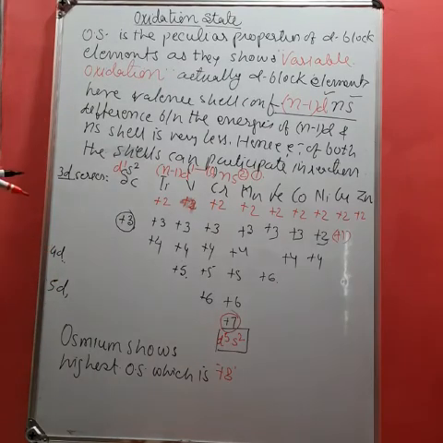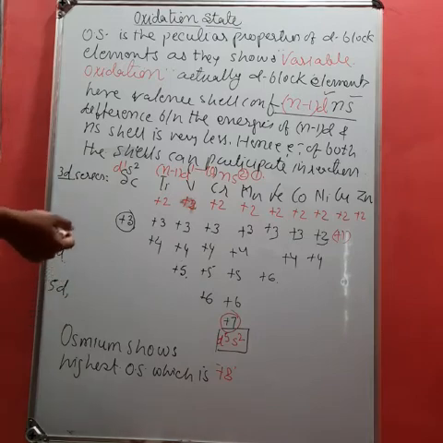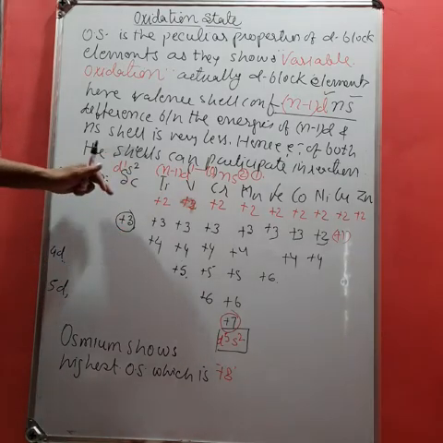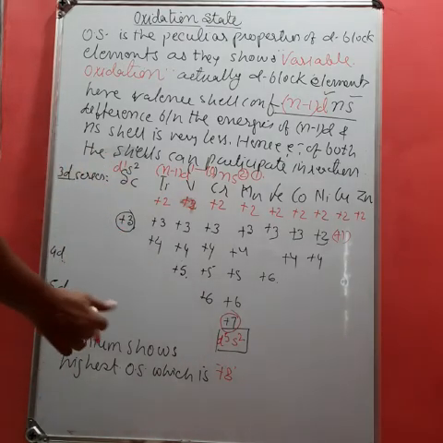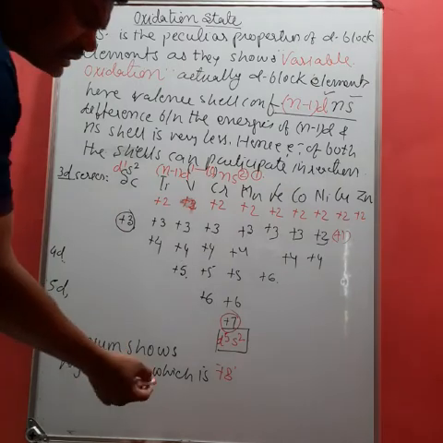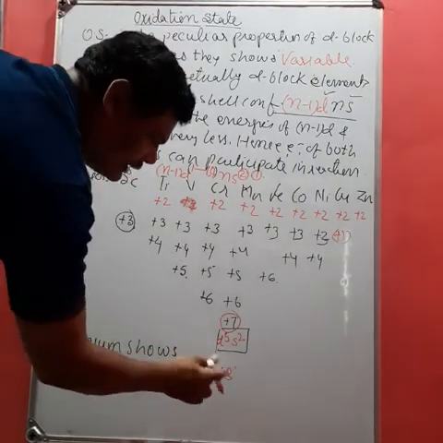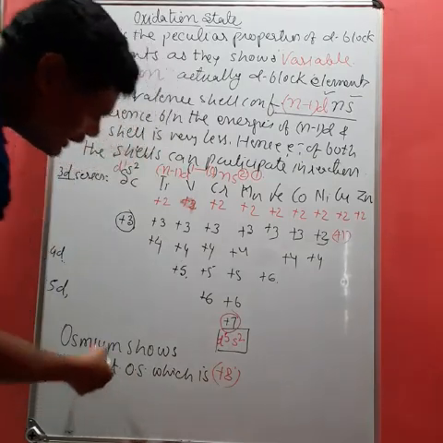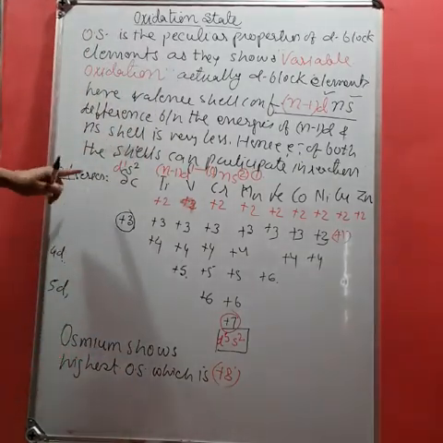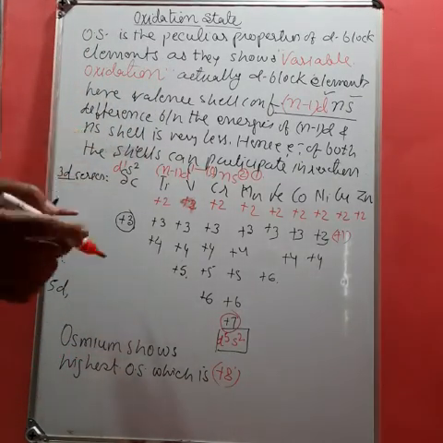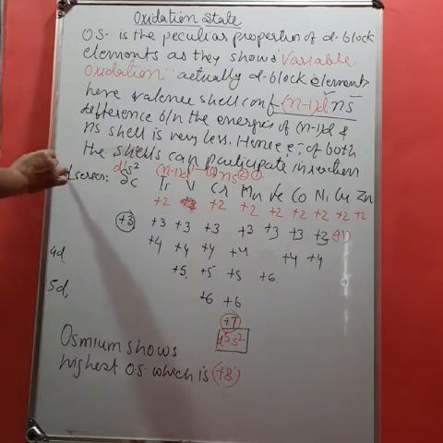Okay, so the learning points are: write the names of a few elements which show only one oxidation state, so you can say scandium. Write the name of the element which shows the highest oxidation state in the whole periodic table. This is +8 shown by osmium, but it is not in the 3d series. If you are asked in the 3d series which element shows it, then you have to write manganese.